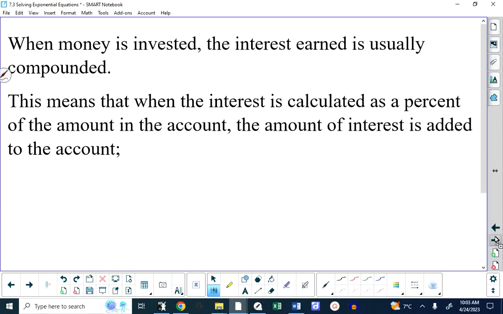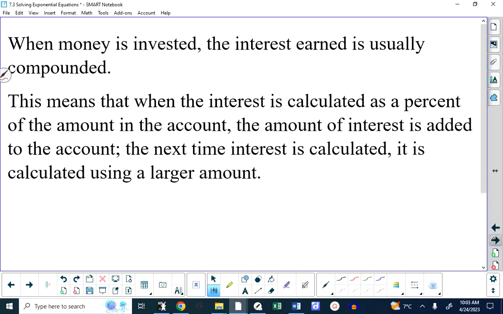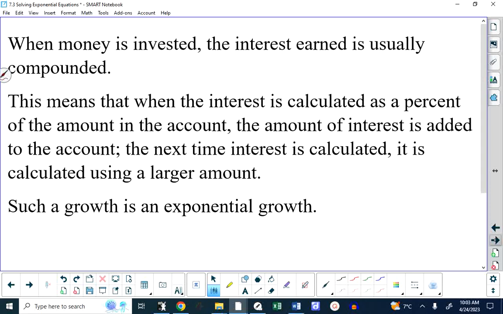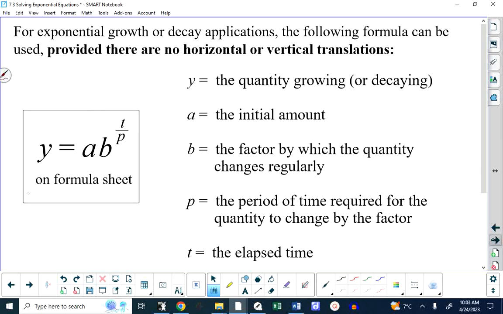So when interest is calculated as a percent of the amount, the interest is added to the account, and then next time you get more interest. Do you get the basic idea here? Okay. That's exponential growth. So we're still using this formula, okay, but it's going to be a little more complicated. In this formula, y is the amount of money and t is the time. I would prefer to work in years because interest rates are usually given per year, and we'll talk about that in a minute. t is the time in years.